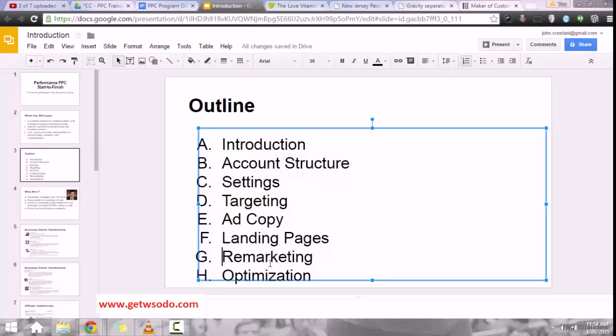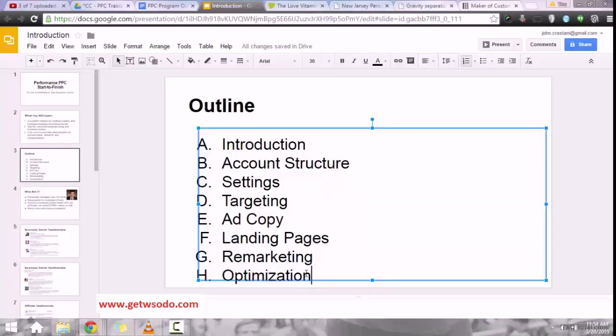Then I have a little section for remarketing. Remarketing is talked about inside these other sections because it's just a different type of targeting. But it's very important and Google does it very well. So we'll discuss how you can leverage that for your business and what types of businesses are going to benefit the most from it.